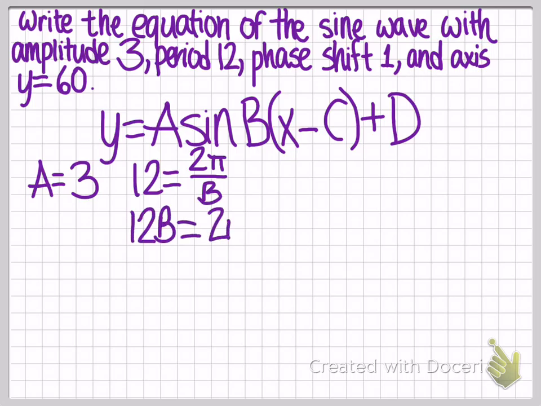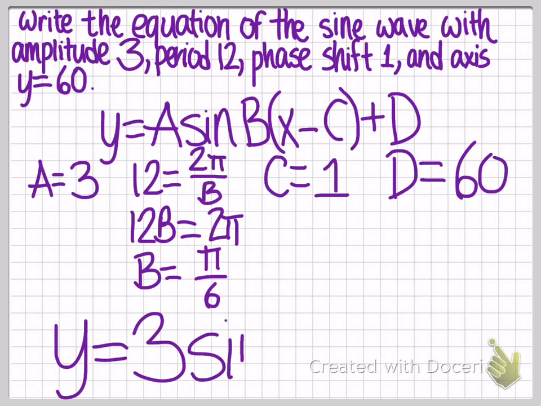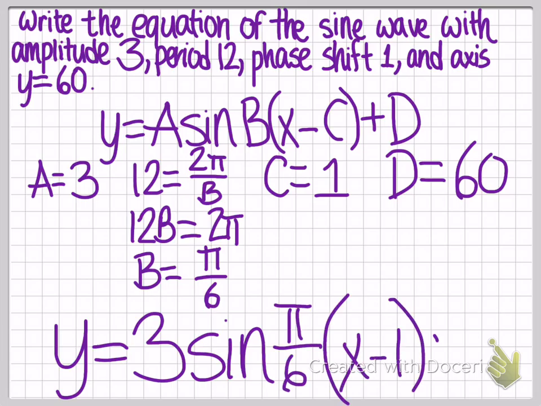To solve for b, we can set the period of 12, since there are 12 months in a year, equal to 2 pi over b. Solving for this, we get b equals pi over 6. C equals 1 because there's a phase shift of 1, and the axis is y equals 60, so d equals 60. Our equation is y equals 3 sine pi over 6 in parentheses x minus 1 plus 60.